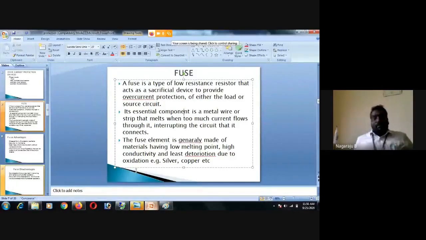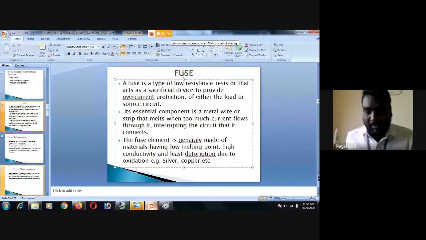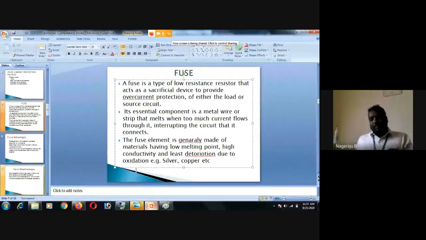There are different types available. Those are nothing but higher interrupting ratings as well as a larger range of current carrying capacity. In general, for power fuses we have high interrupting ratings. High means we will go for the higher rating, as well as a large range of continuous current ratings.